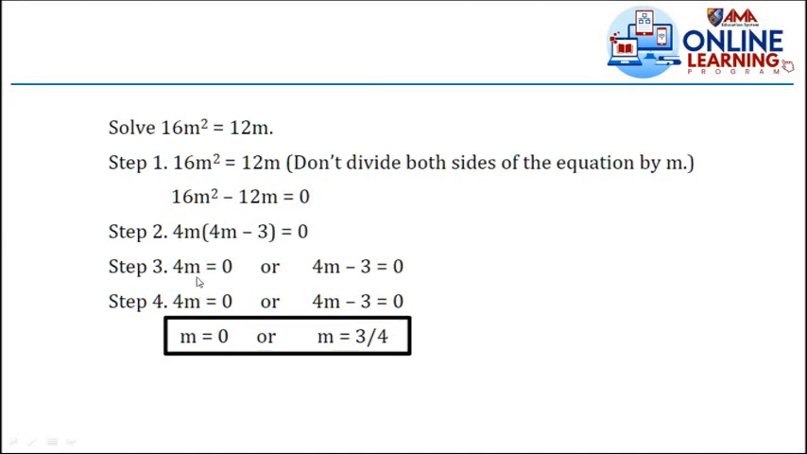Next, solve for the unknown. 4m is equal to 0. M is equal to 0 all over 4 or 0 po siya. Or 4m minus 3 is equal to 0. We're going to solve for m. M is equal to, ito ililagay natin siya doon, magiging 3 all over 4 po siya. So that is our solution.